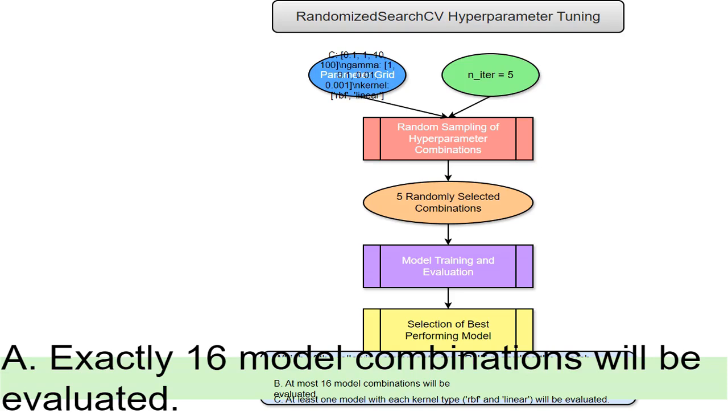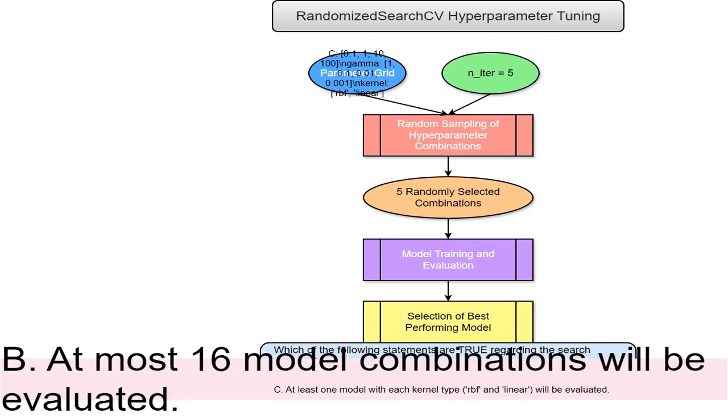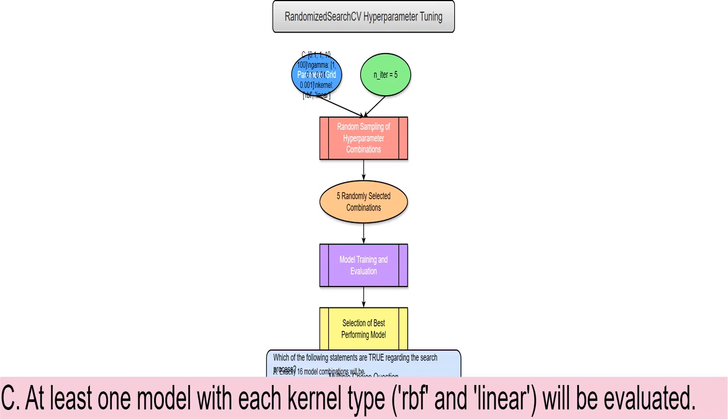This statement is incorrect because RandomizedSearchCV with n_iter equals 5 will evaluate only 5, not 16, combinations. This is incorrect as well. The maximum number of combinations that could be evaluated is 32: 4 choices of C, 4 choices of gamma, 2 choices of kernel. But only 5 will be evaluated in this case. This is false because the selection is random, meaning there's no guarantee each kernel type will appear in the 5 chosen combinations.